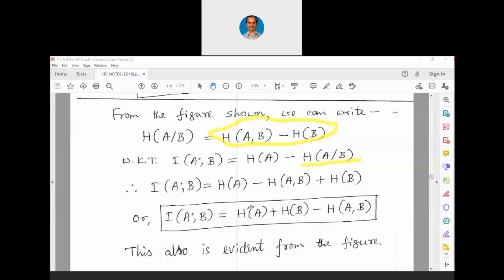The summation of the source entropy and the destination entropy minus the joint entropy is going to give us the mutual information. Now, I always used to say that my son-in-law is my daughter's husband. Same way, the same expression can be derived in so many other ways, and it is evident from the figure once again. If you remember the figure, you will remember all these formulae.